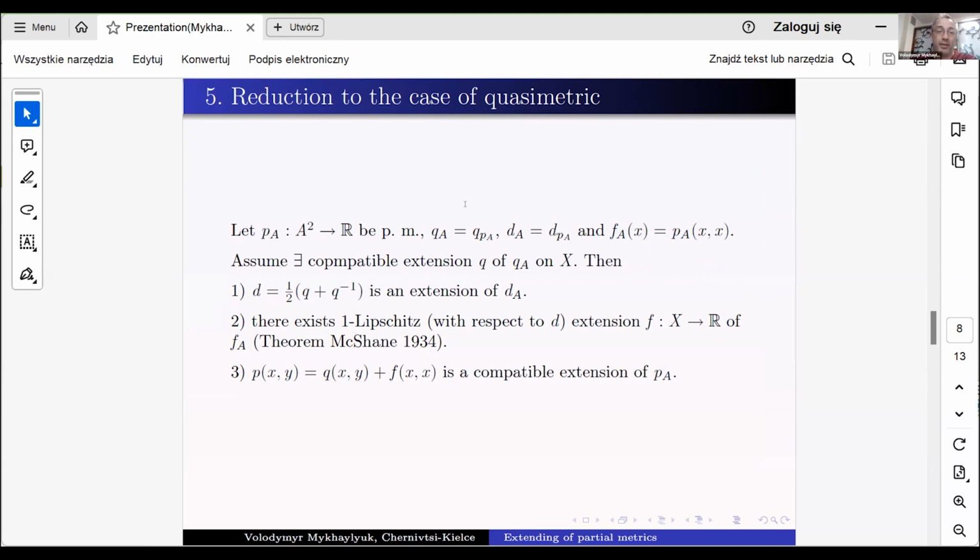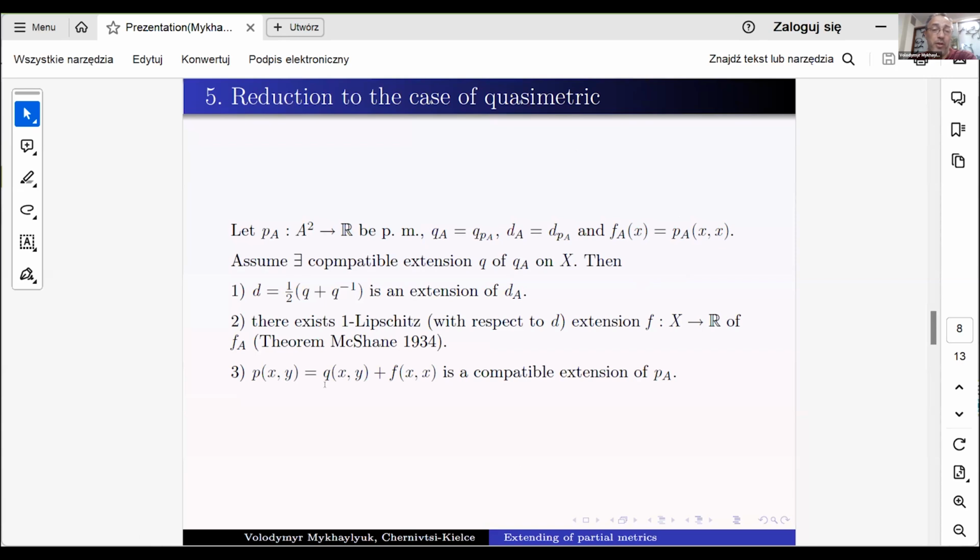Let PA be a partial metric, QA the corresponding quasi-metric, GA the corresponding metric, and FA the corresponding diagonal function corresponding to PA. And assume that there exists a compatible extension Q of the quasi-metric QA. Then we can construct the metric G in such a way, and this metric G is an extension of GA. Then, using the theorem of McShane, according to the corresponding proposition, FA is a one Lipschitz function with respect to D. Then, according to this theorem, we can extend this function to some function f on X.